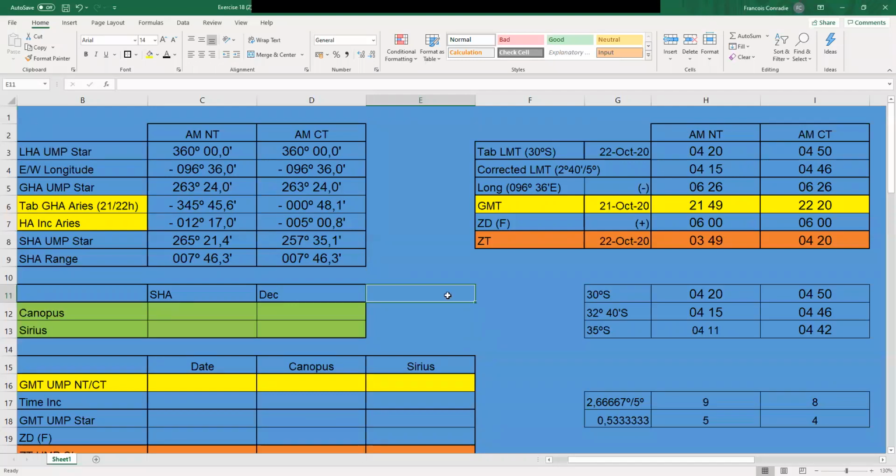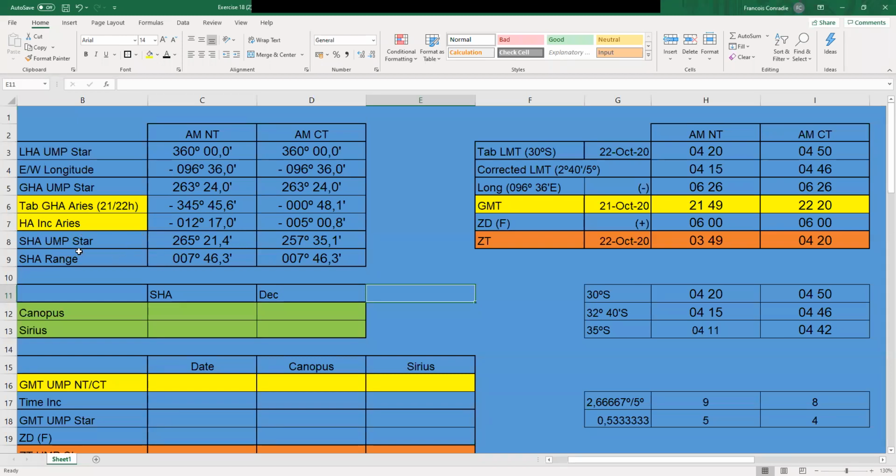Got a question. Yes? Why do we subtract the tabulated GHA of Aries from the UMP star? You subtract the GHA because LHA is equal to GHA plus SHA. So remember when we are doing a star calculation, and you're starting at your GHA and you're working all the way down to get to an LHA for a star, you always add SHA, isn't it? It's always a plus. Yes.